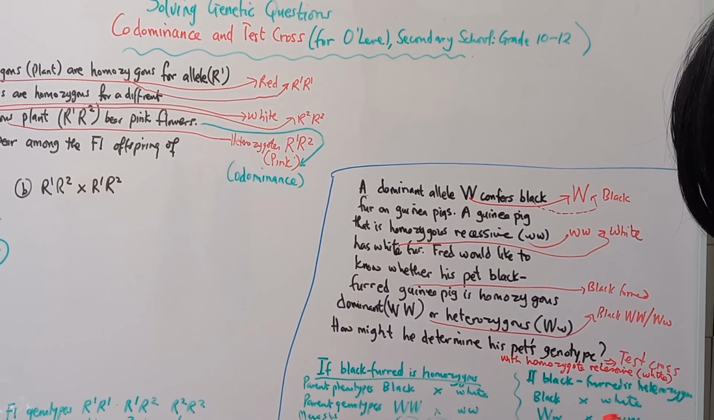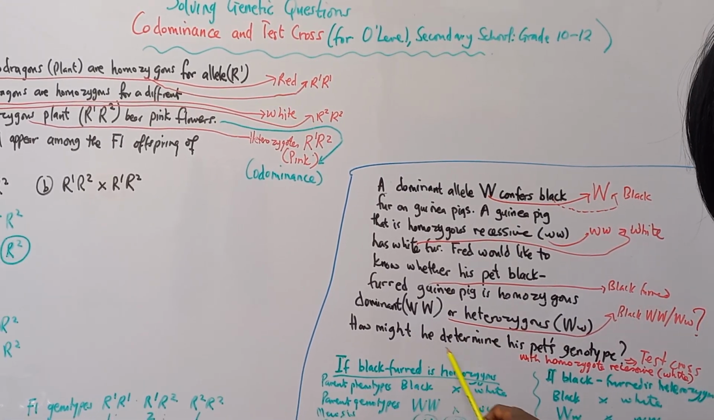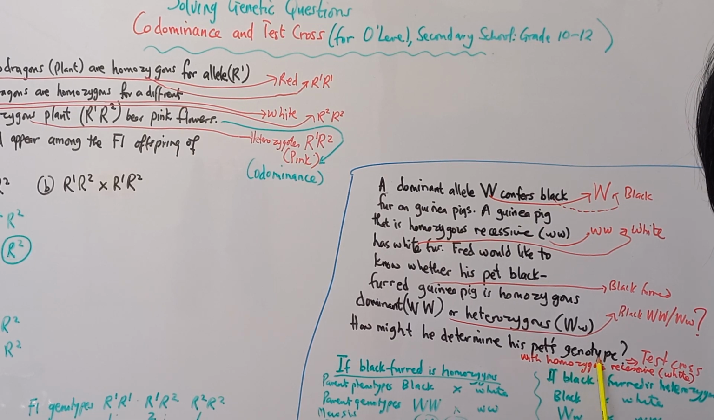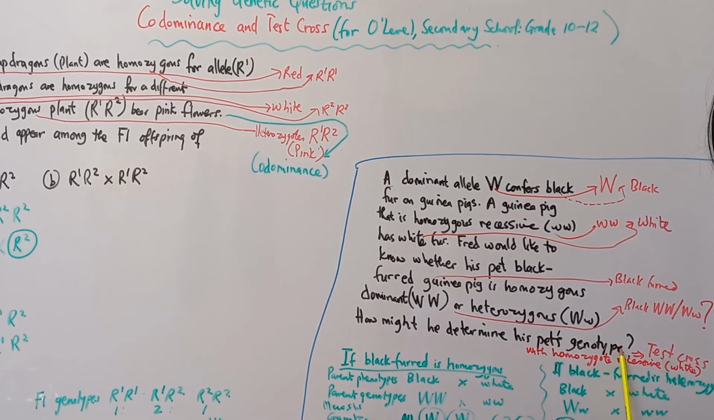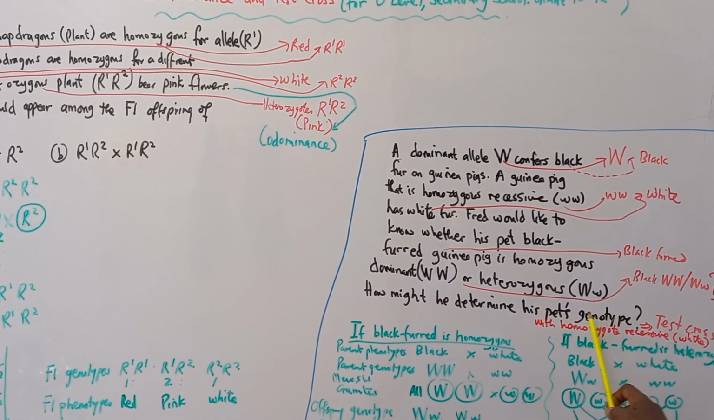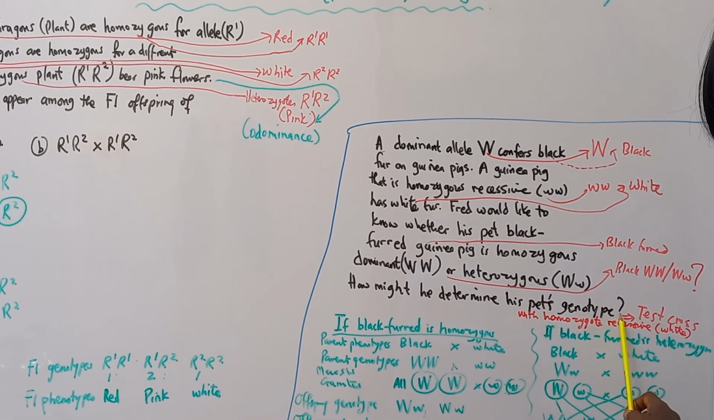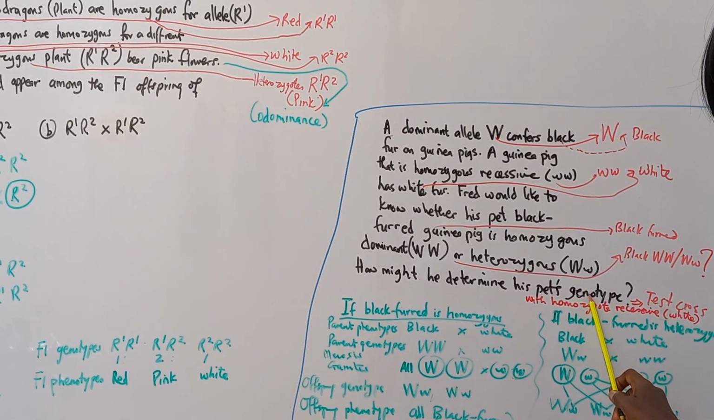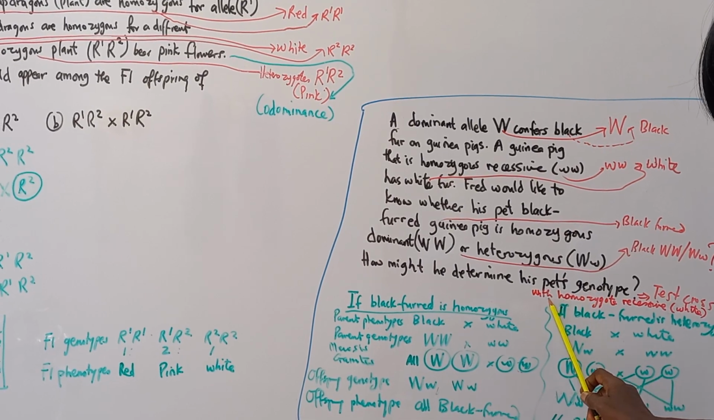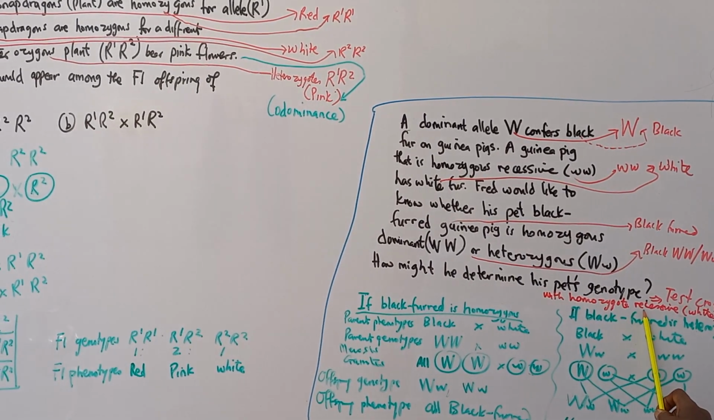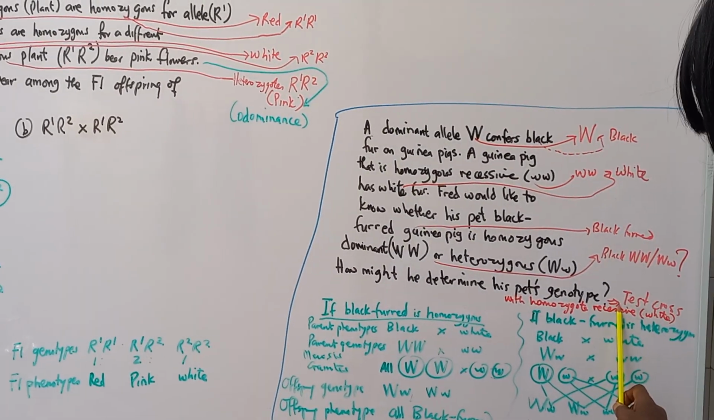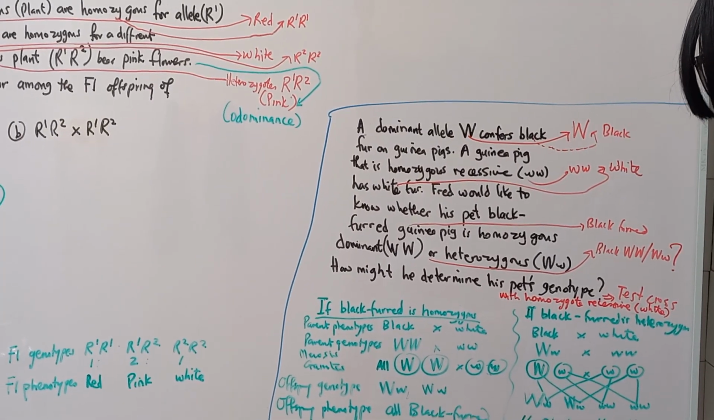Fred wants to know this. How might he determine his pet's genotype? And if you know this is a test cross, he can determine the pet's genotype with a test cross where he crosses the phenotype with a homozygous recessive white. That's a test cross. So this is how we go about it.